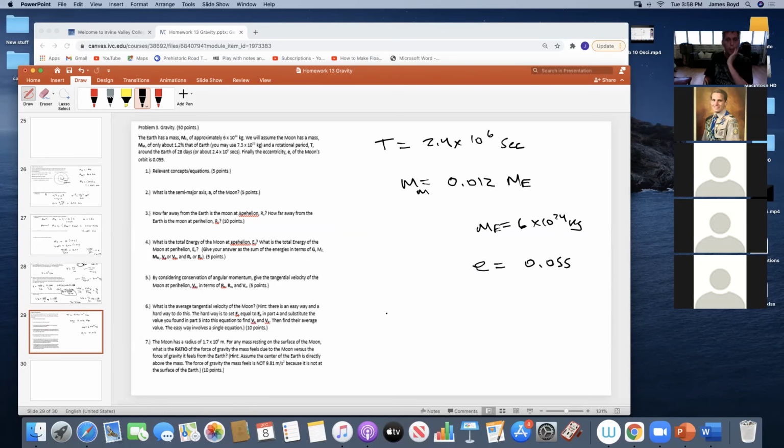So we're going around the Earth. Can we use T squared is A cubed? No. We need to use this with the mass of the Earth. So A is the third root of G times the mass of Earth times T squared over 4 pi squared.